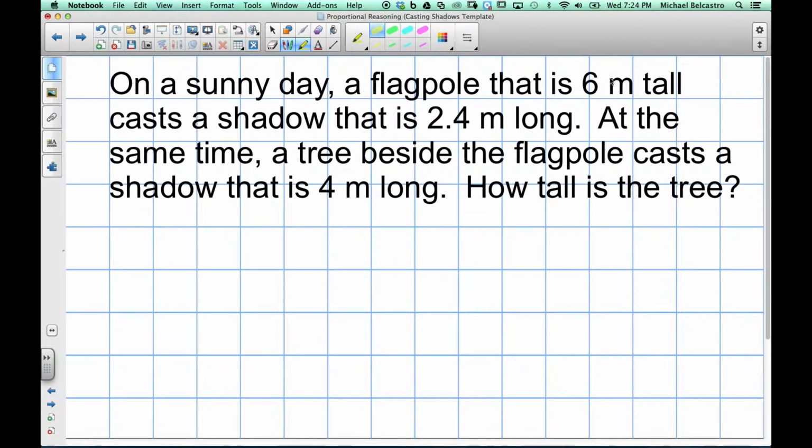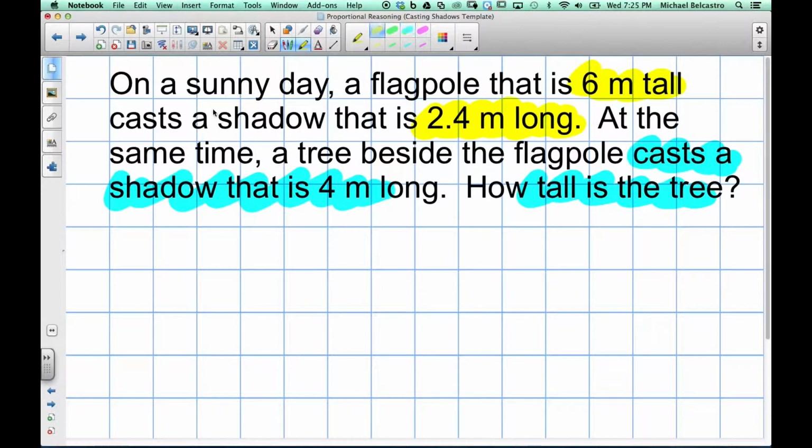On a sunny day, a flagpole that is 6 meters tall, casts a shadow that is 2.4 meters long. At the same time, and I'll highlight the tree in a different color, the tree beside the flagpole casts a shadow that is 4 meters long. And then how tall is the tree? And I guess I should highlight this part. The shadow is this long, and the flagpole's height is that long.